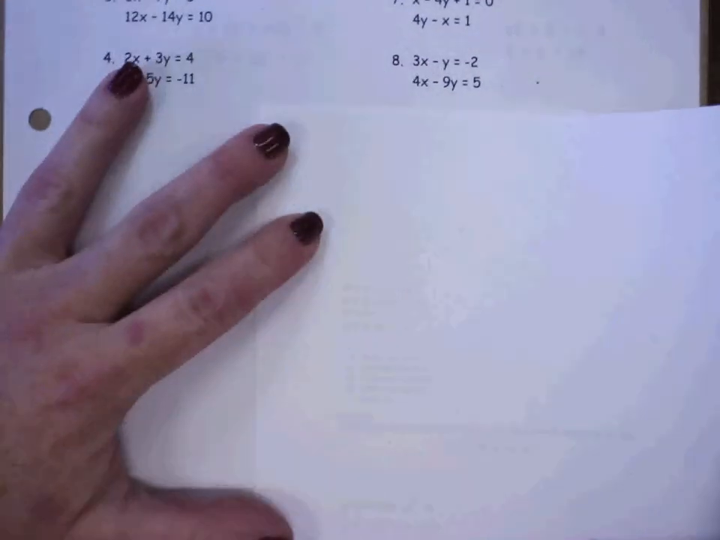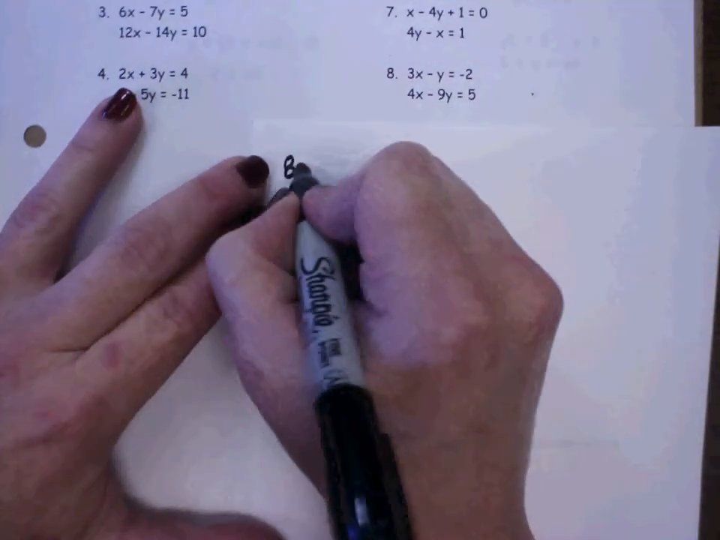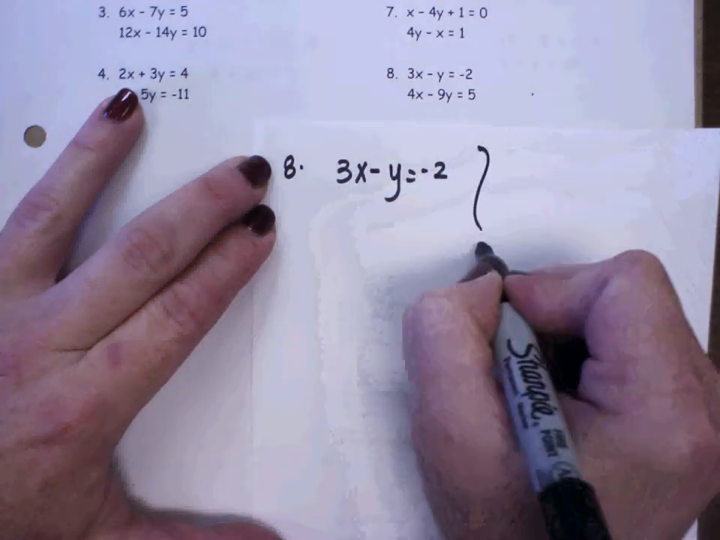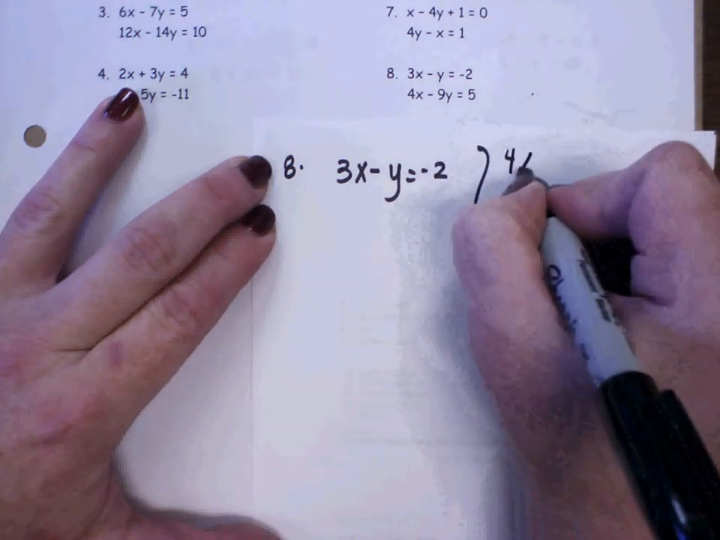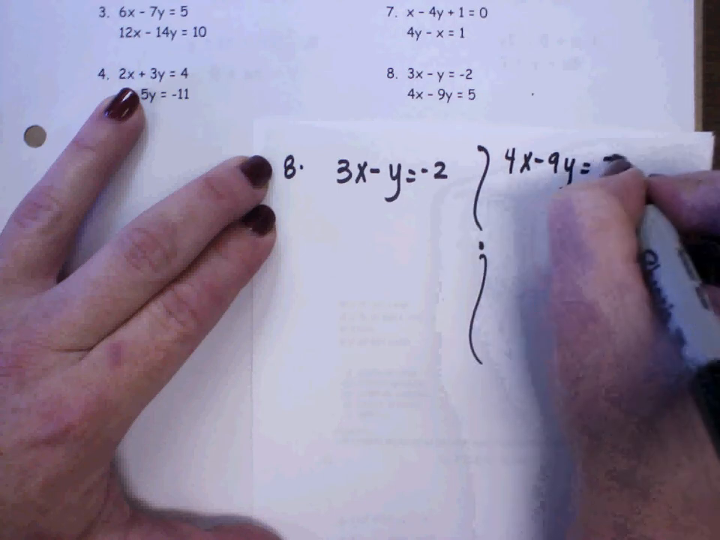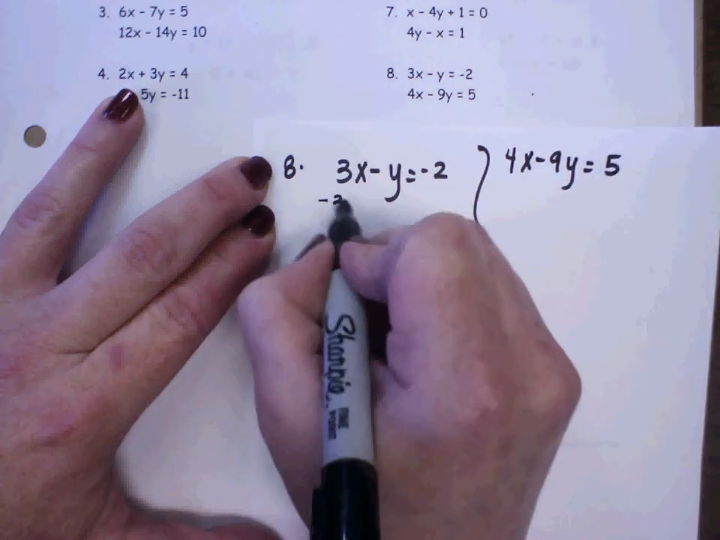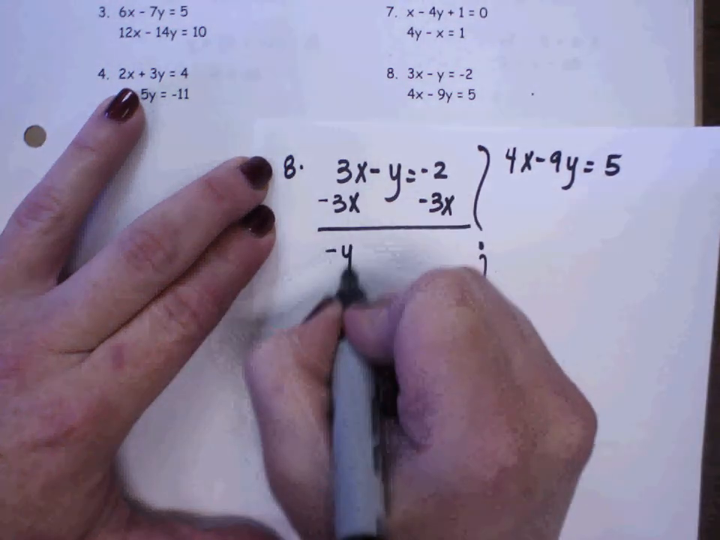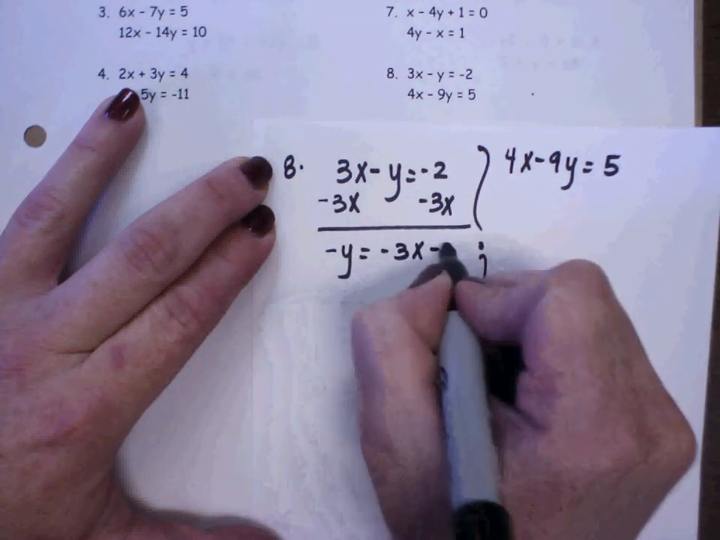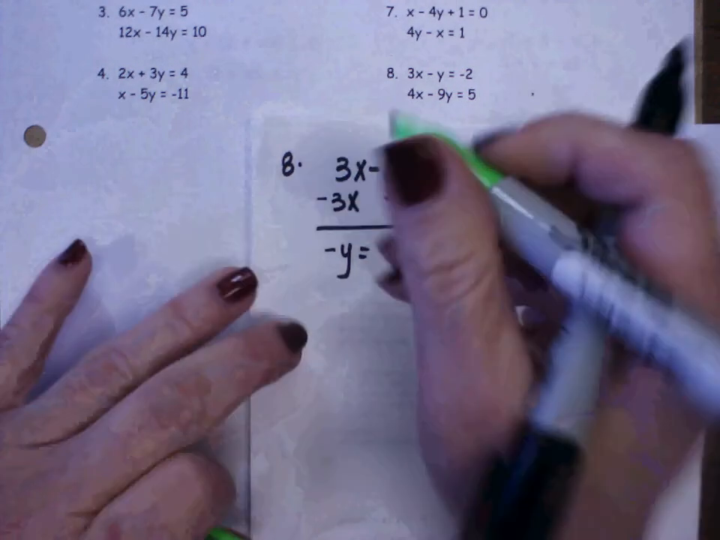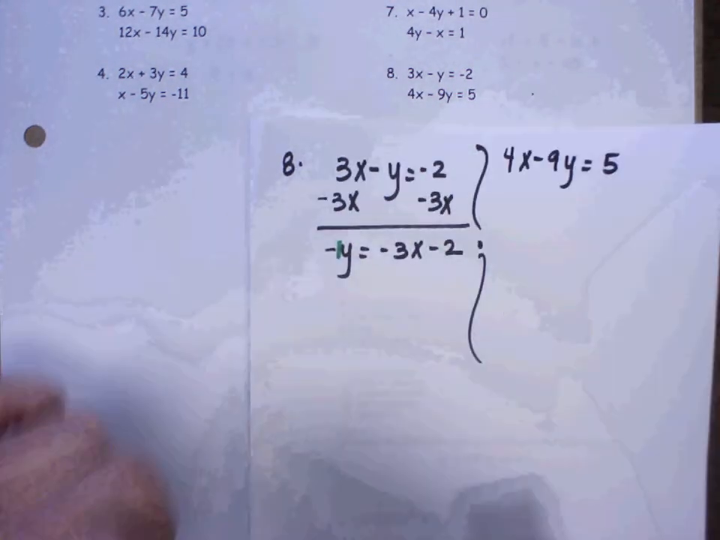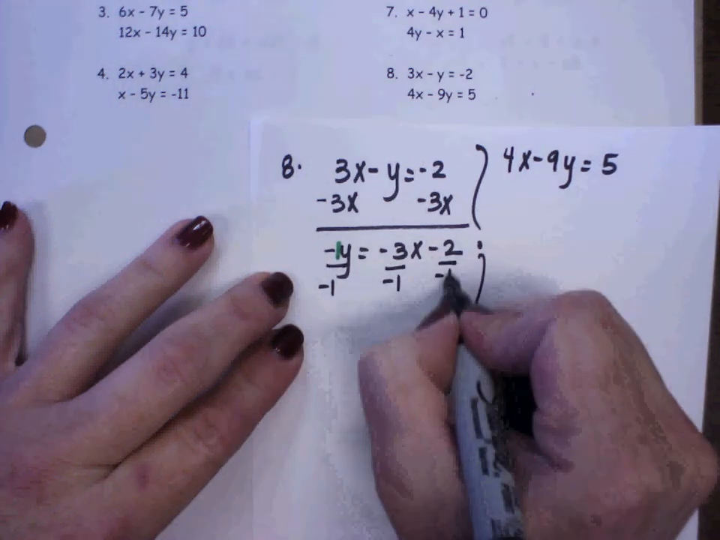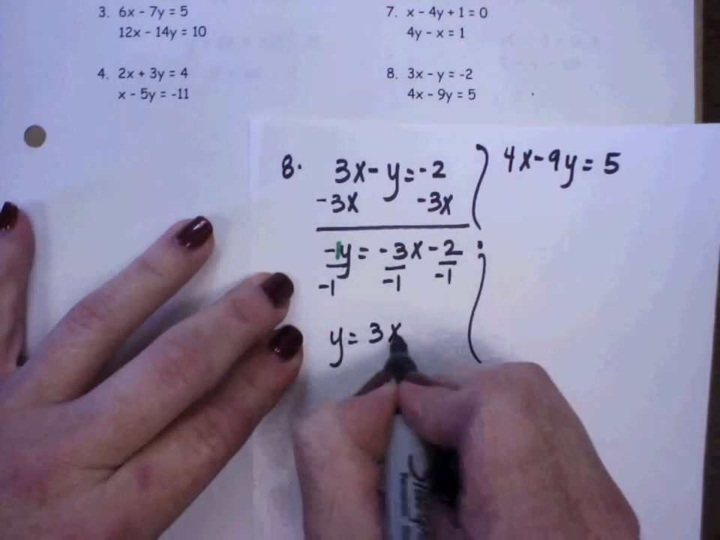All right, so for number 8, 3x minus y equals negative 2. And 4x minus 9y equals 5. So minus 3x. Negative y equals negative 3x minus 2. There's definitely an invisible one right here. Divide by negative 1. So y equals 3x plus 2.